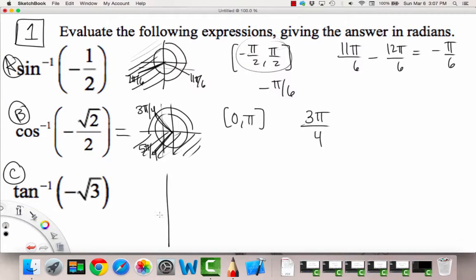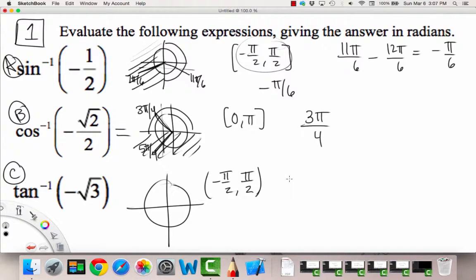Let's look at our unit circle here. That's kind of harder to see because tangent isn't x or y, it's y over x. So maybe the unit circle isn't the best way to go. But let's keep in mind the domain that we want to consider, which is negative pi over 2 up to pi over 2, non-inclusive, so not including those endpoints.